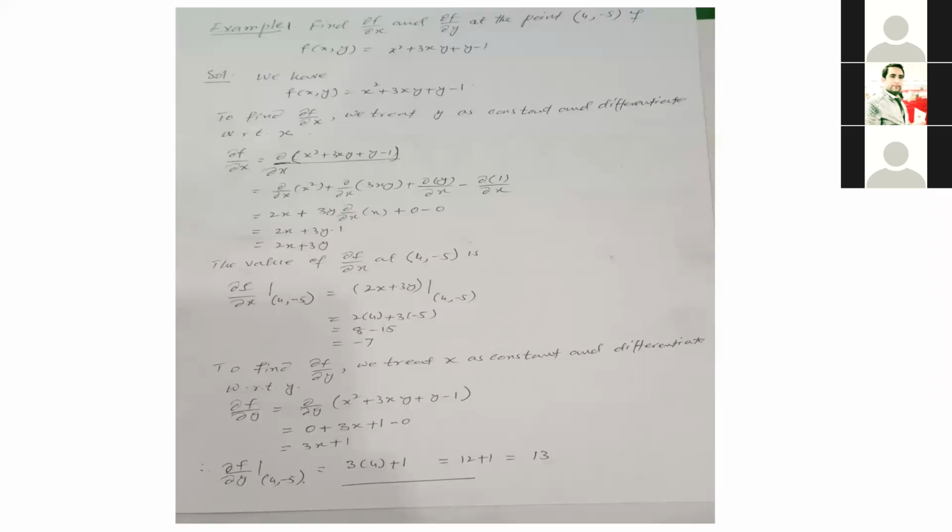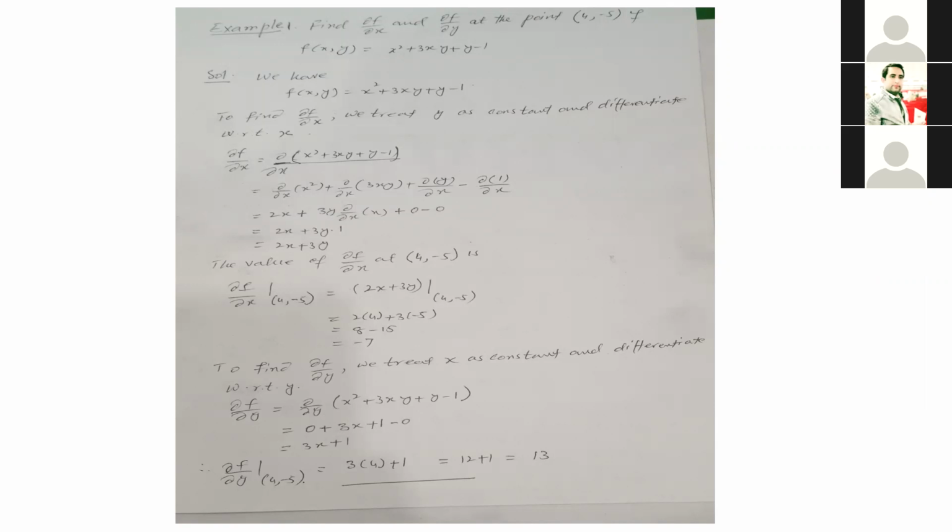You are left with 3x plus the partial derivative of y with respect to y, which is equal to 1, and minus the partial derivative of 1 with respect to y. 1 is a constant, which is 0. So in this case you get 3x plus 1. And then the partial derivative of the function with respect to y at the point 4, minus 5, putting the values x equal to 4 and y equal to minus 5 in the right hand side expression, which is 3x plus 1, you get 13 as the answer.